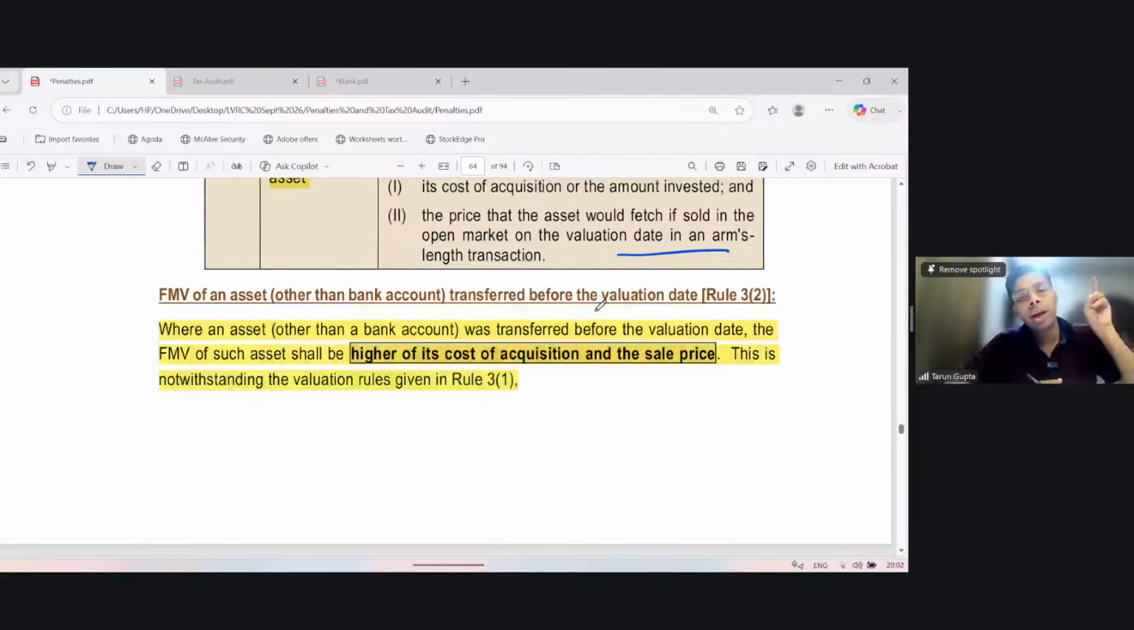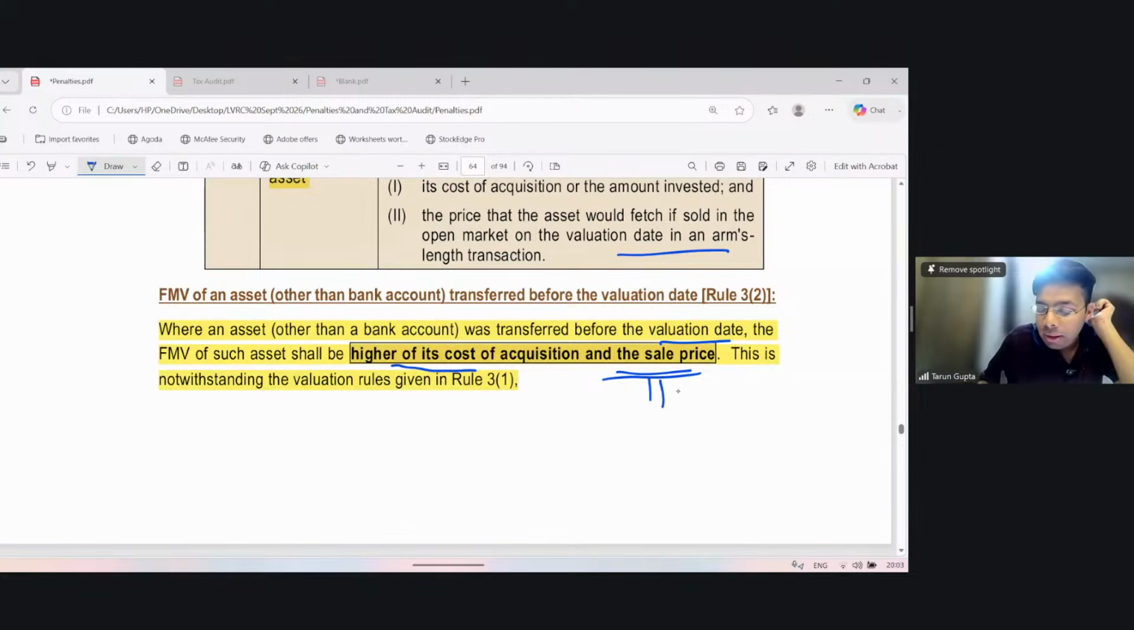Higher of these two amounts shall be the value for the purpose of the Black Money Act. When an asset other than a bank account was transferred before the valuation date, the FMV of such asset shall be the higher of the cost and the sale price. Okay. So, in all the above, we discussed higher of the cost and the FMV. Or if it is transferred before the valuation date, then instead of FMV, we will take the sale price. Okay. But in one circumstance, we will not take the sale price.